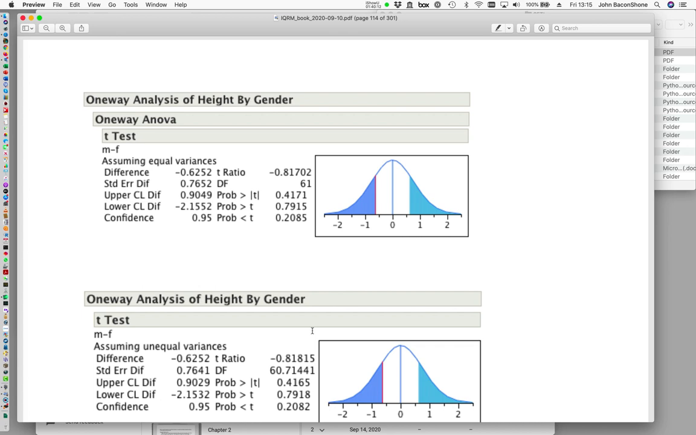So you can see the t ratio is minus 0.8. So clearly this is not going to be significant. It's nowhere close to plus or minus 2. So the 2 sample t-test, right, you'll see the observed significance level is 41%. The confidence interval goes from minus 2.15 up to plus 0.9.